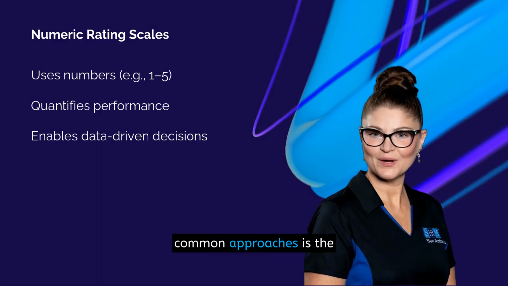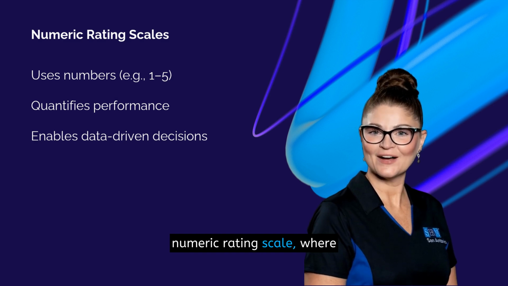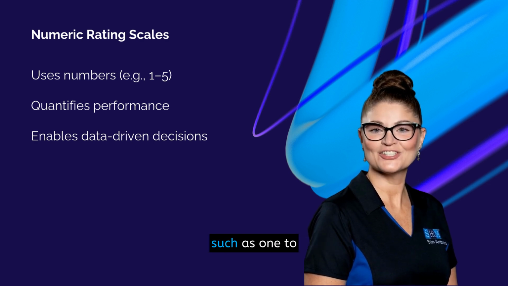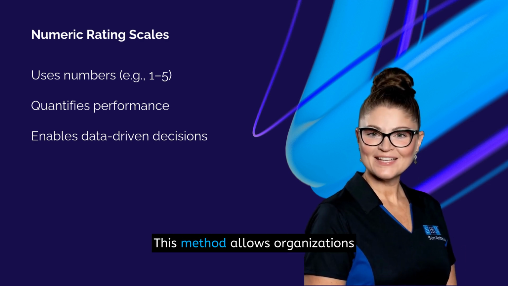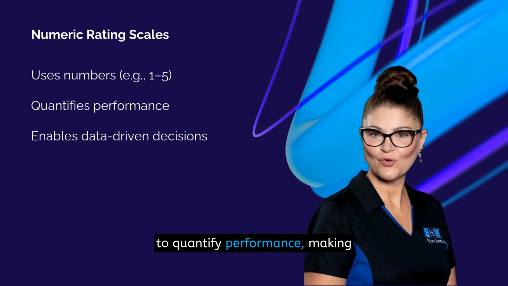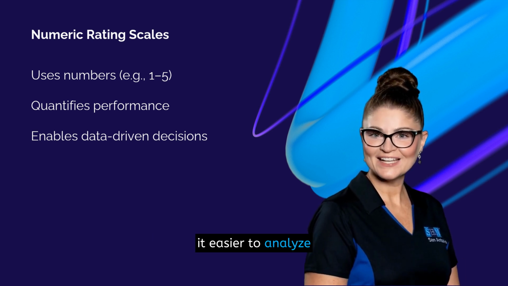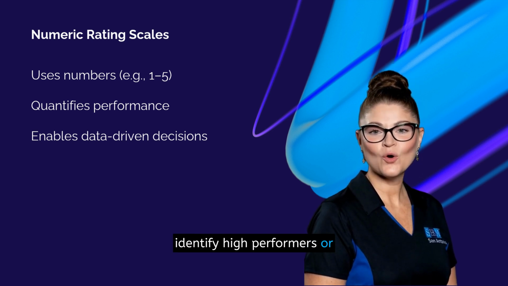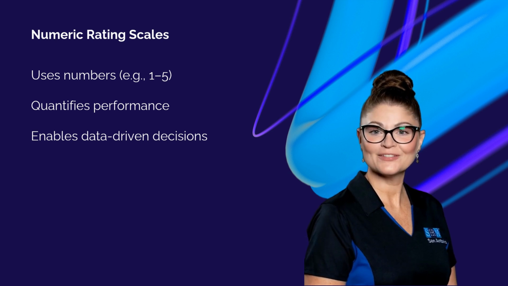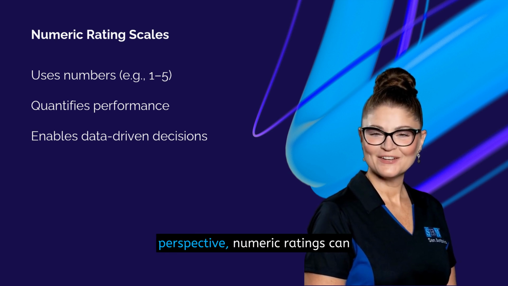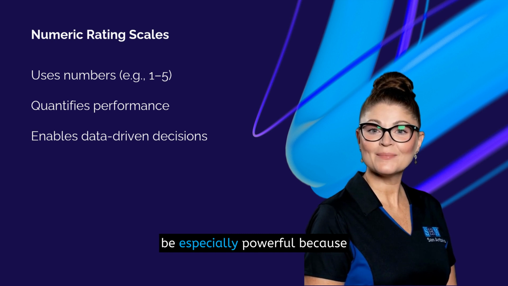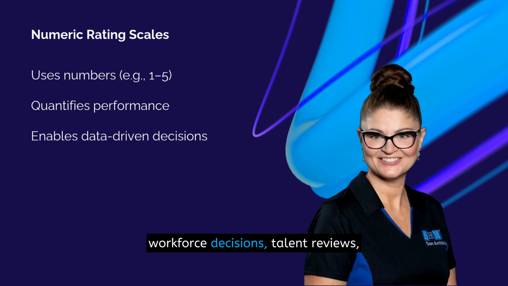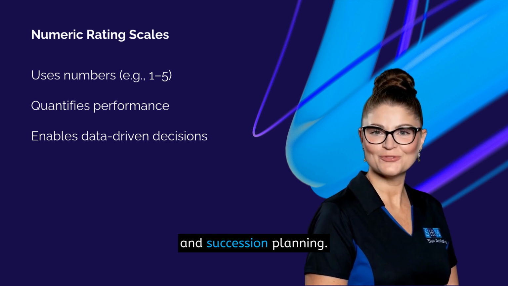One of the most common approaches is the numeric rating scale, where performance is assigned a value, typically on a scale such as 1 to 5. This method allows organizations to quantify performance, making it easier to analyze trends, compare employees, and identify high performers or those who may need additional support. From an HR analytics perspective, numeric ratings can be especially powerful because they can be aggregated and used to inform workforce decisions, talent reviews, and succession planning.